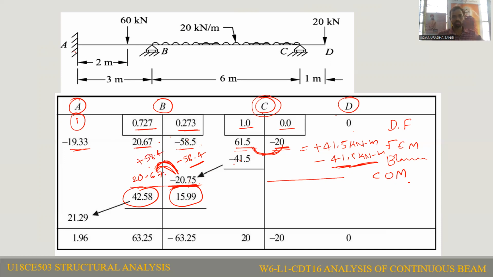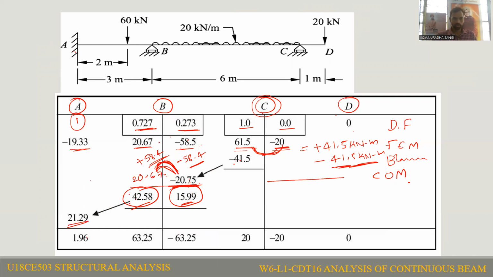Because of the application of 58.4 kilonewton meter at the joint, some of the moment carries to the BA member, and some of the moment will carry to the BC member. How it will carry is based on its distribution pattern. So 58.4 multiplied with 0.727, we need to write this value here. 58.4 multiplied with 0.273, we need to write here. After that, by the carry over theorem, half of the moment will carry to the far end.